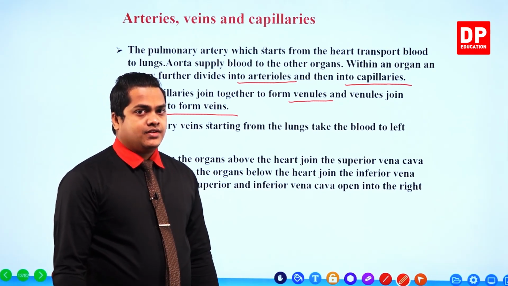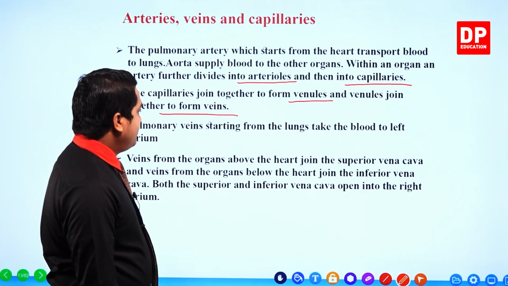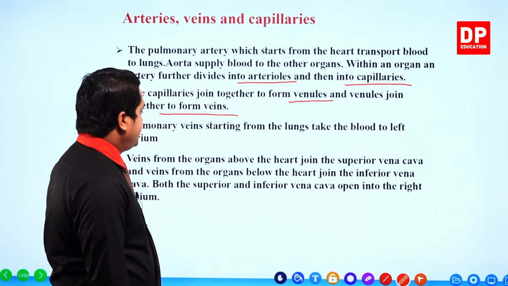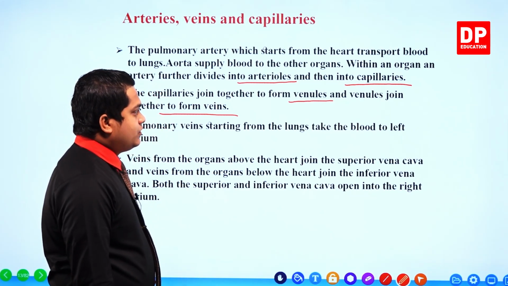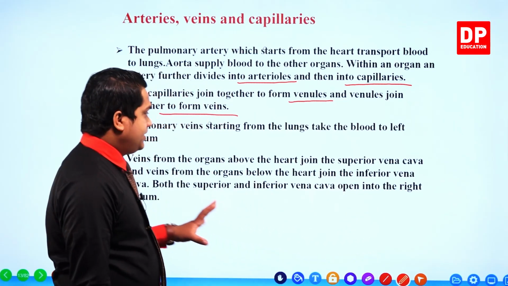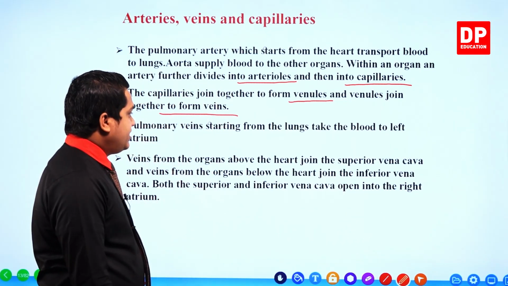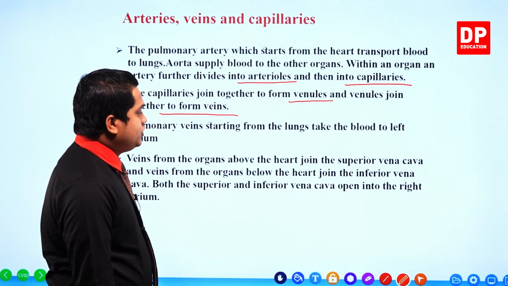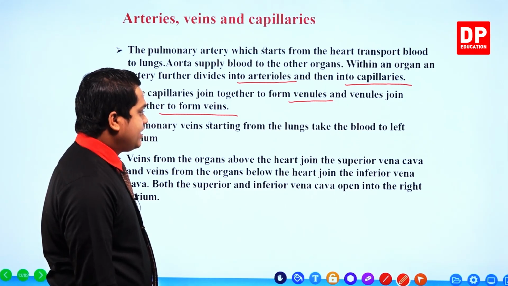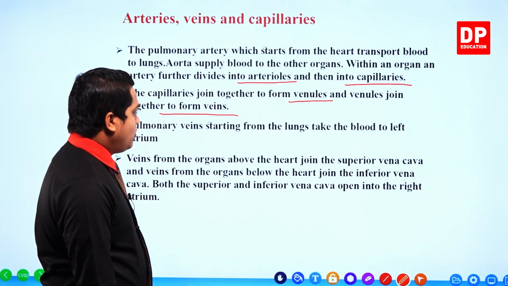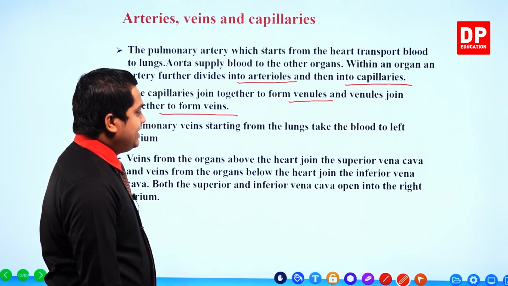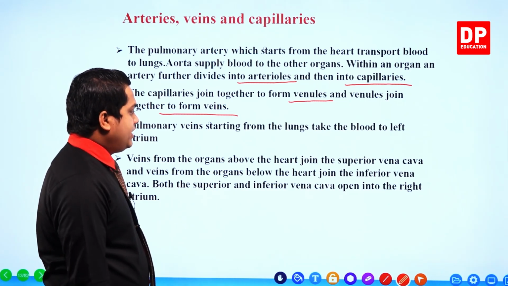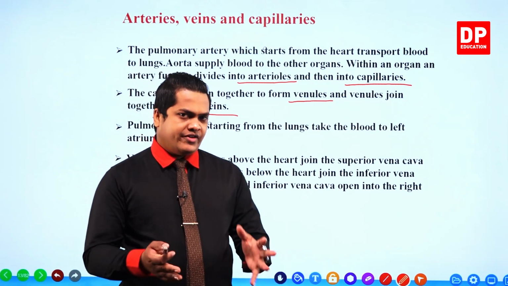Then, my dear children, pulmonary veins starting from the lungs take the blood to the left atrium. Veins from the organs above the heart join the superior vena cava, and veins from the organs below the heart join the inferior vena cava. Both superior and inferior vena cava open into the right atrium. You already know this, right?